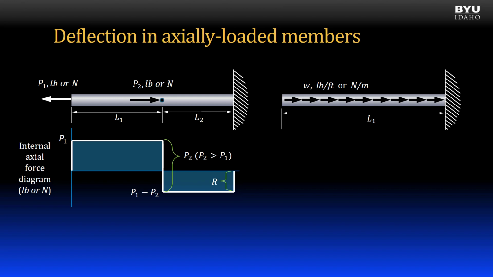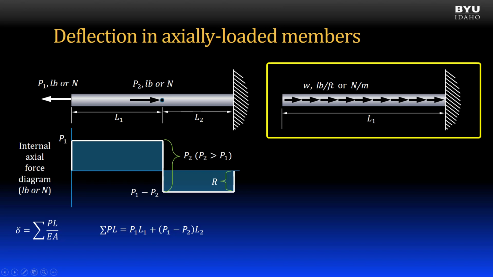If the cross-section and material property E are constant, then this form of the deflection equation can be used. The numerator of the equation can be written as the sum of the area under the internal axial force diagram plot, being careful to take sign into account.